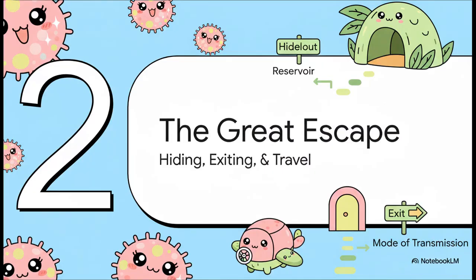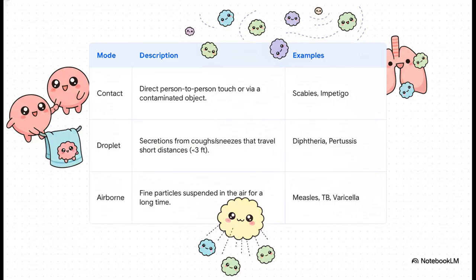All right, so our germ is ready to go. This brings us to the next 3 links, which I always think of as the germ's great escape plan. First, it needs a hideout where it can live and grow. That's the reservoir. Then it needs a secret exit, the portal of exit. And finally, it's got to have a getaway car, the mode of transmission. And these germs have all sorts of travel methods. Some are simple. They just spread by direct contact, like scabies.